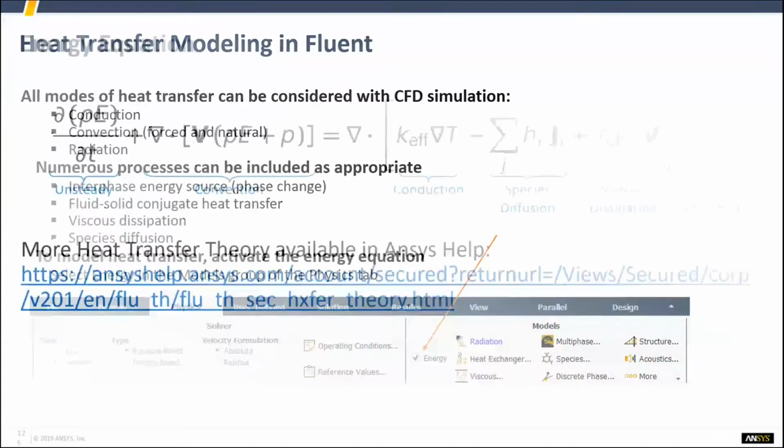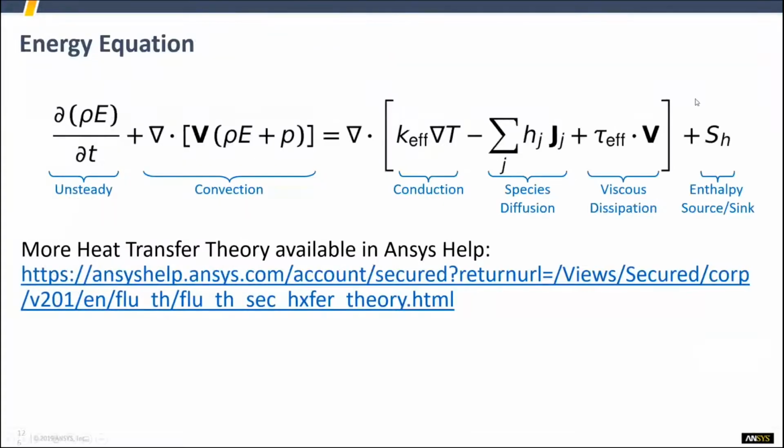Now we look at our energy equation when it's applied to our Navier-Stokes. We've got our unsteady, our transient component. We've got our convection component. We've got our conduction, diffusion, and dissipation, all under the one diffusion bracket. And then our source term.